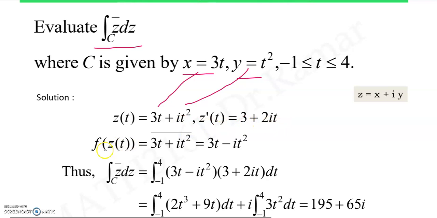Now we have to find f of z of t. What is f of z? That is z bar. Here z is 3t plus i t squared, and that's why we put bar, which means you change the sign of i. So that's minus i t squared. So this is your f of z of t.